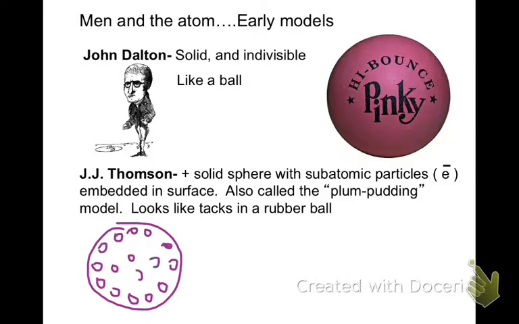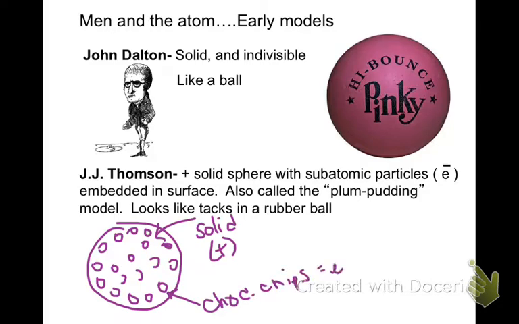So this whole sphere part is solid and it's positive. And then stuck in there like chocolate chips are your electrons. Now they call this the plum pudding model after a dessert in England called plum pudding, which I think is gross. I think it's much more effective to think of it as the chocolate chip model, but chocolate chips aren't generally spherical, so that's the only problem with my model.